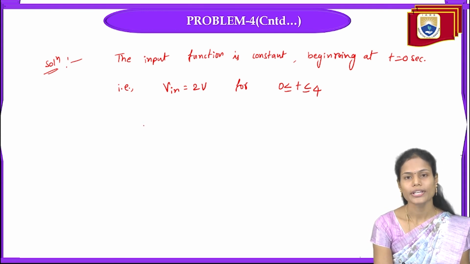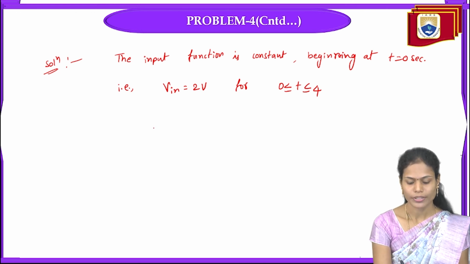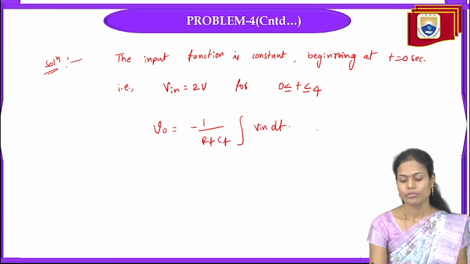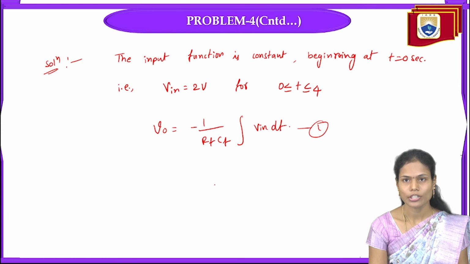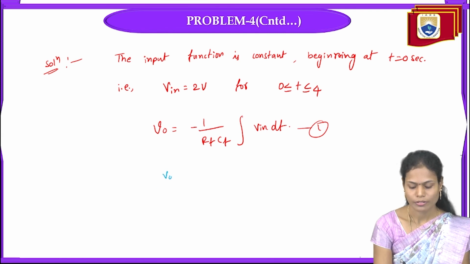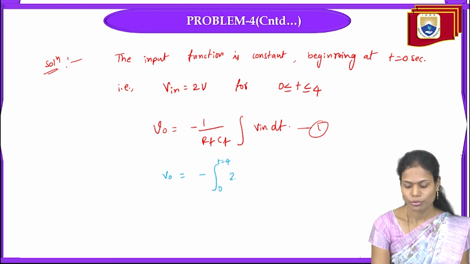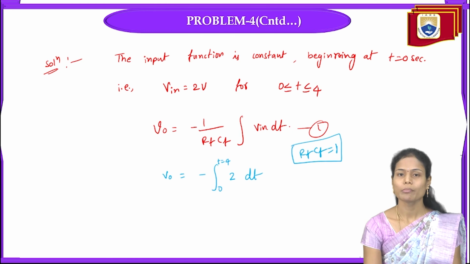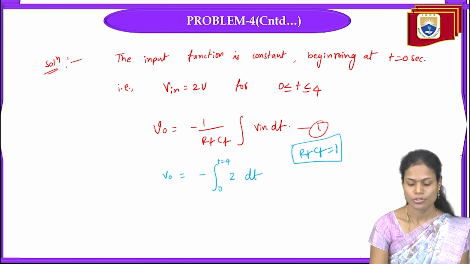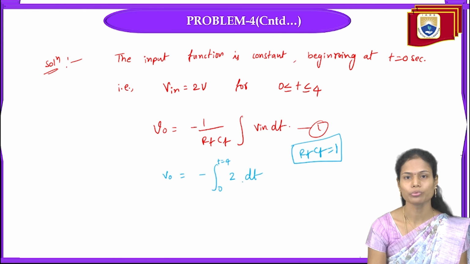So, the output voltage from the output of the practical integrator, I can write it as V naught equal to minus 1 by RF CF integral of V in dt. So this one I am taking as the first equation. In this particular case, from the given problem, V naught equals minus integral of 0 to 4 of 2 dt. Here the RFCF value we are taking as 1, because the problem doesn't mention the values, so we are taking the time constant value as the ideal integrator value. So that's why it has minus integral of 0 to 4 of 2 dt here.